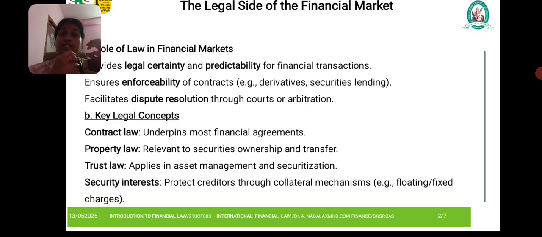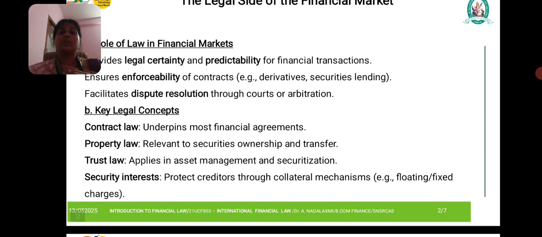There should be some relevant law in order to ensure this ownership and transfer. Next is trust law. Trust law means asset management and securitization. So there should be trust law. Next is security interest. What is security interest? It protects creditors through a collateral mechanism.